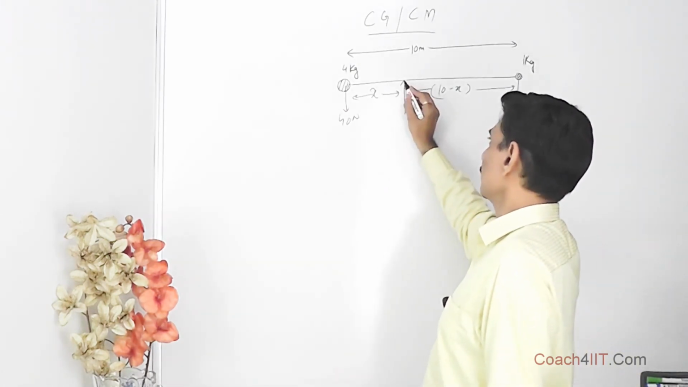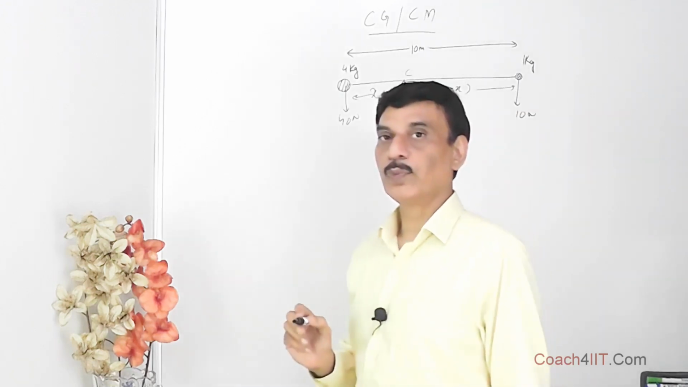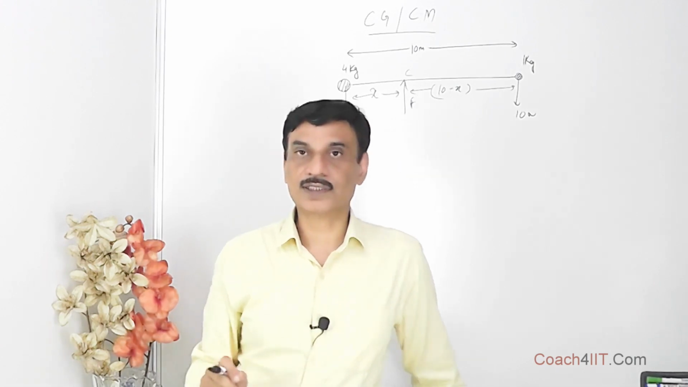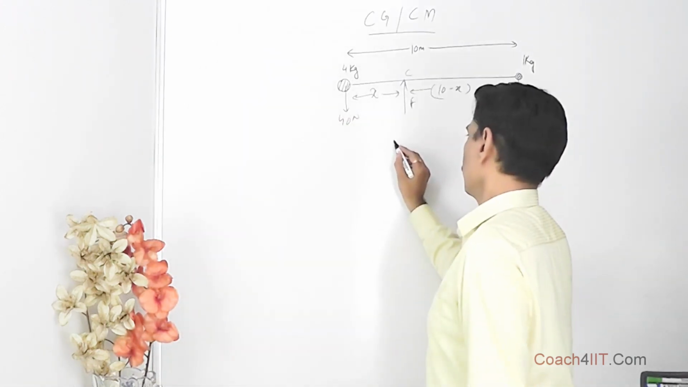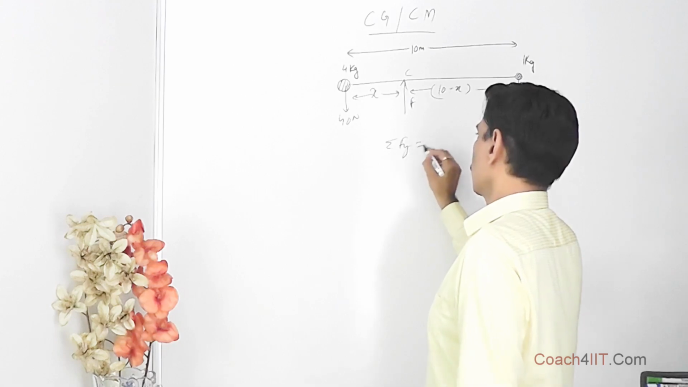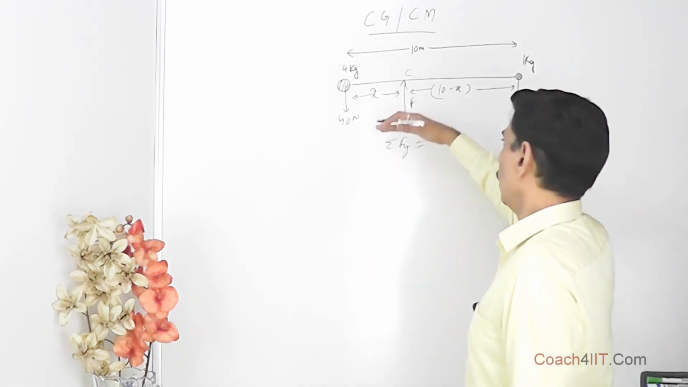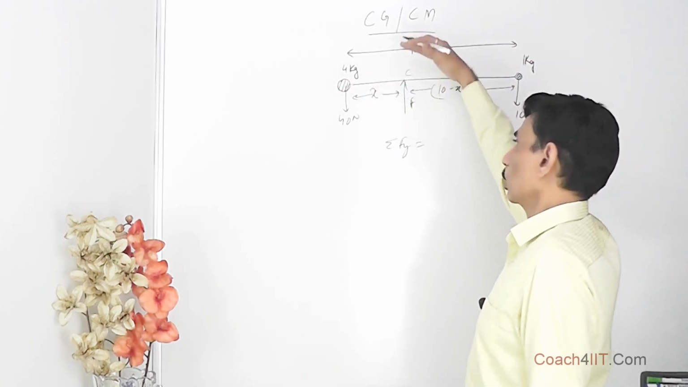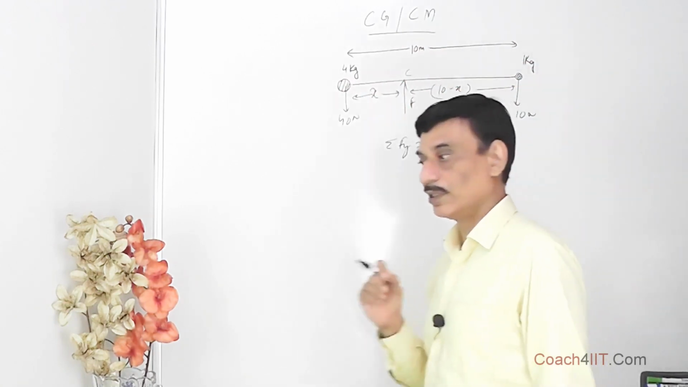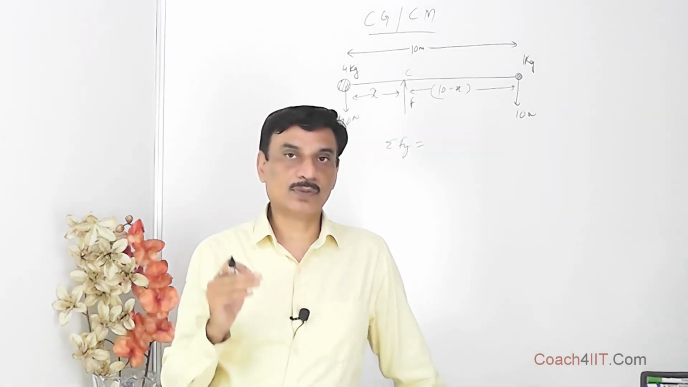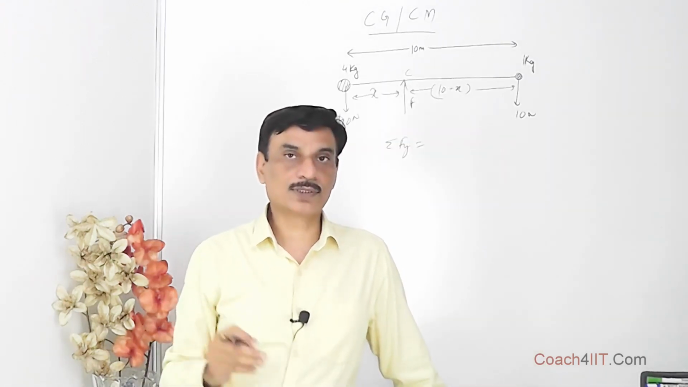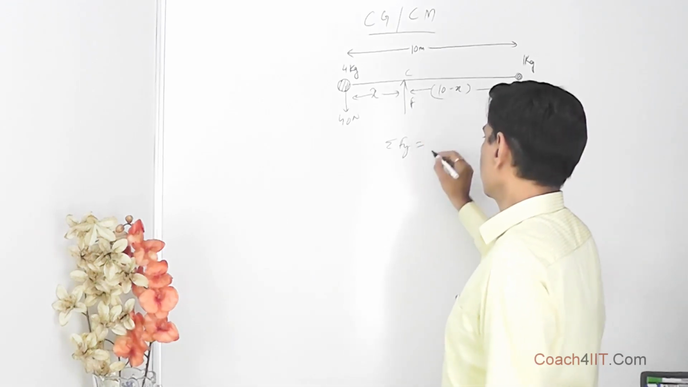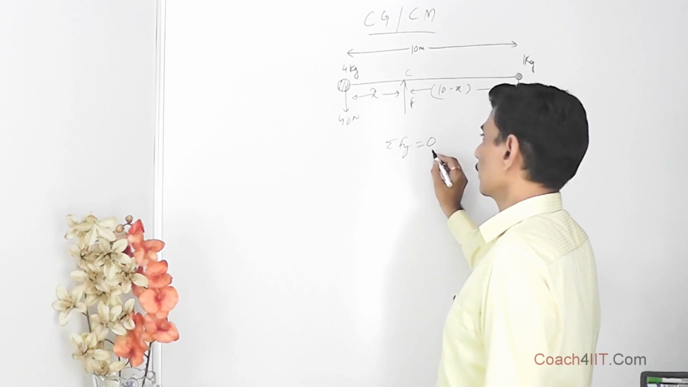Now once again, CG is that point where we can balance the whole body, where there is no rotation, no translation. So let's first deal with the translatory motion. There is no acceleration, so the whole system is stationary. We are balancing it. That is the basic definition of center of gravity, where you can balance the whole system. So the summation of force along the y-axis should be equal to 0.